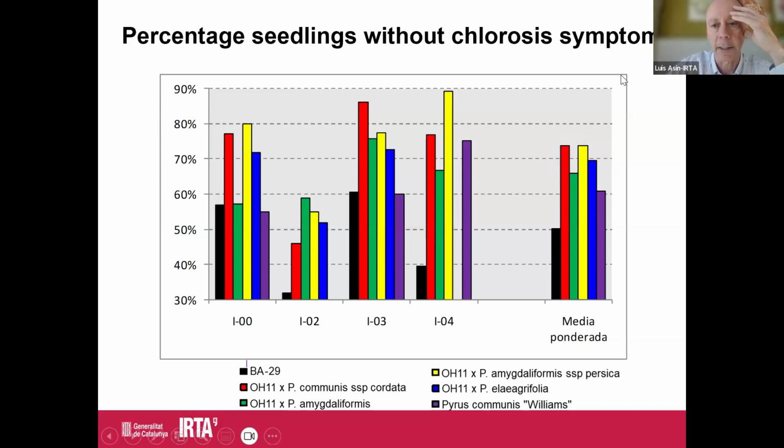And you can see that in this case, we are from 62, 63 to 60% of the seedlings, they have no symptoms on Conference. That is an important advantage in comparison with BA29, because in all of them, we don't apply any iron chelate or any iron nutrients.